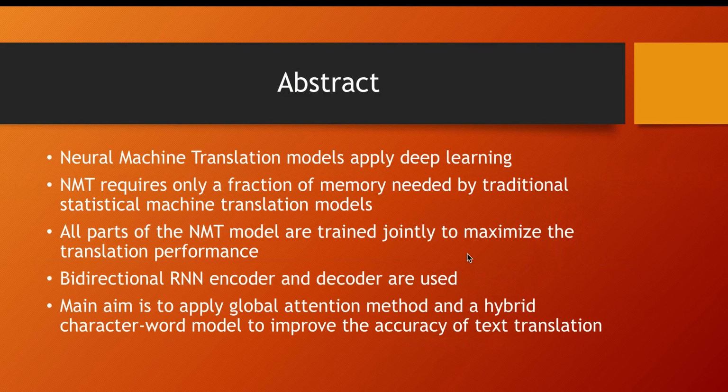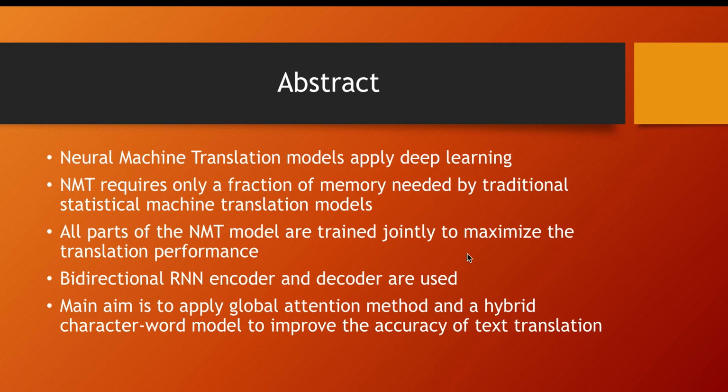Now machine text translation is the process in which the machine converts sentences from one language to another. And earlier, statistical machine translation technique or SMT was used for this. Nowadays, researchers as well as investors have a huge interest in neural machine translation. This is because the model applies deep learning.